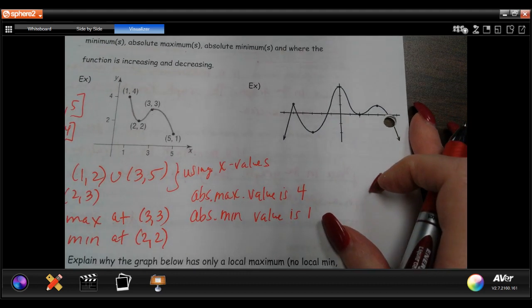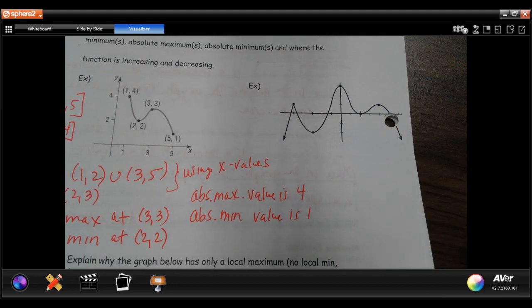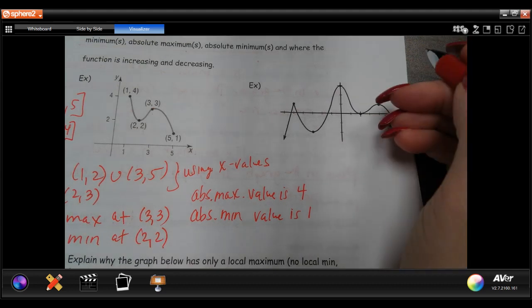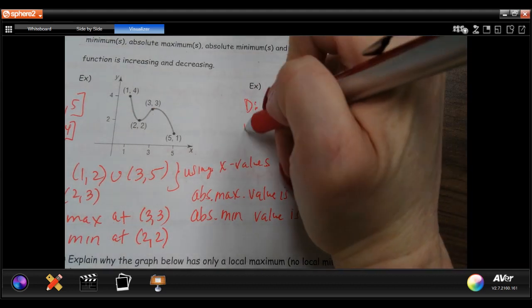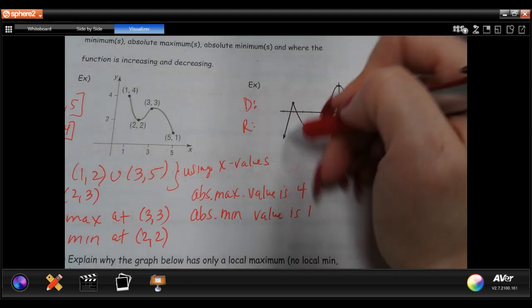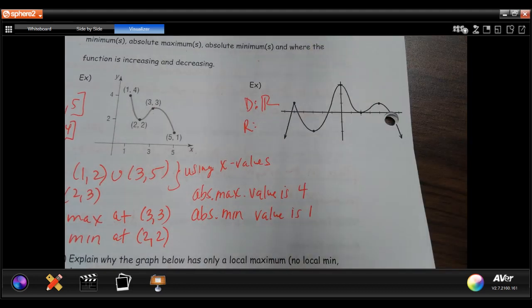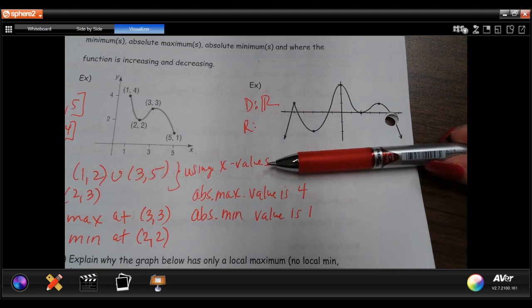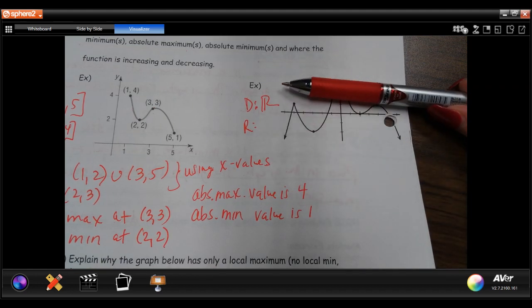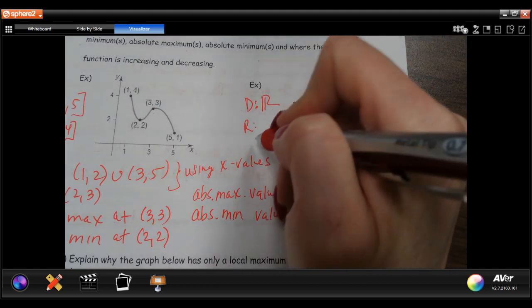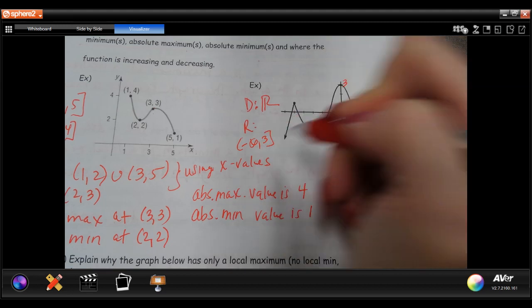Okay, so for the next one, again, up here, I'm going to put domain and range just to save some room. Domain, since there are arrows, we're going all the way through all reals. Range, let's see, negative infinity up to the highest Y value, which is at 3. So it would be negative infinity to 3, hard bracket.